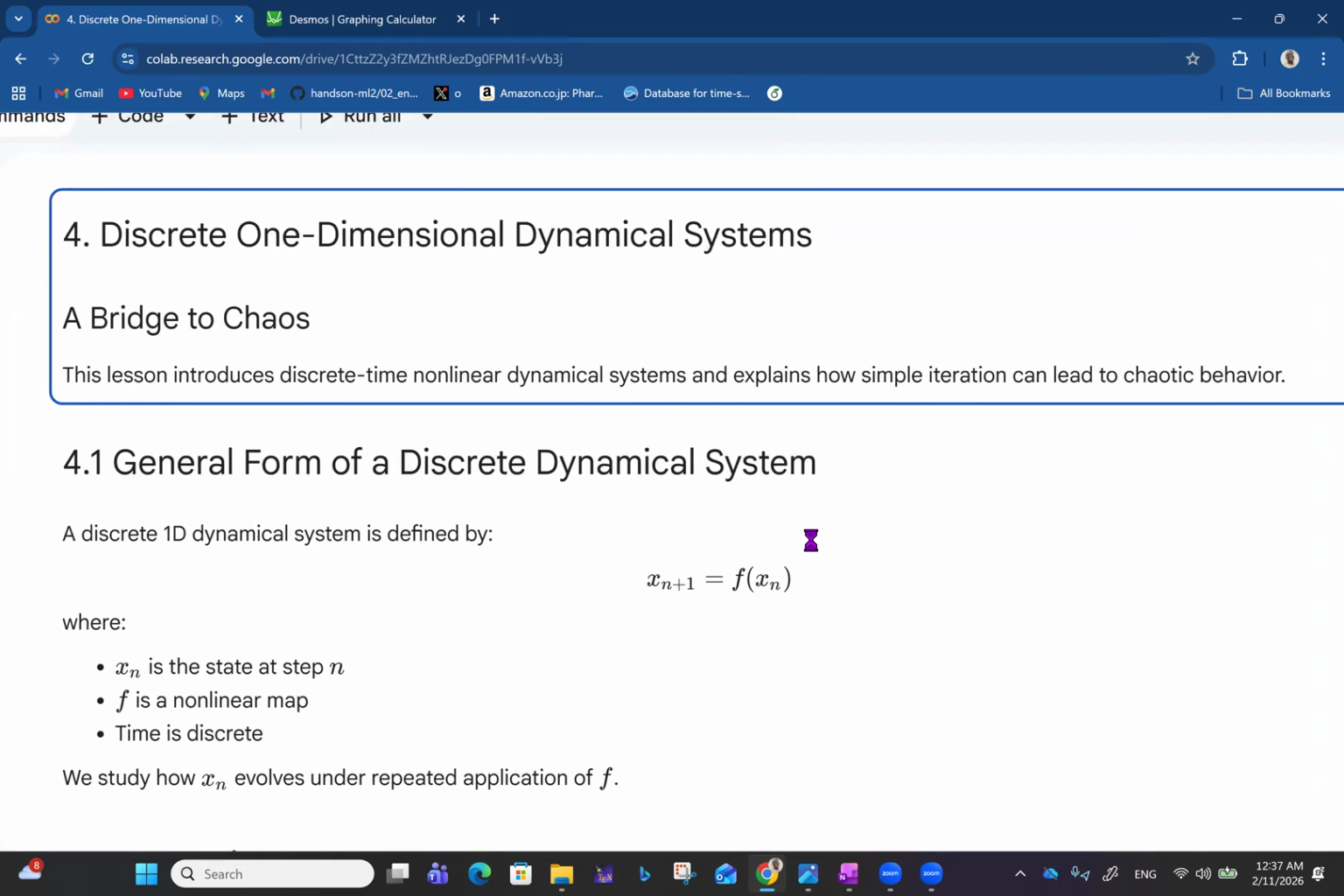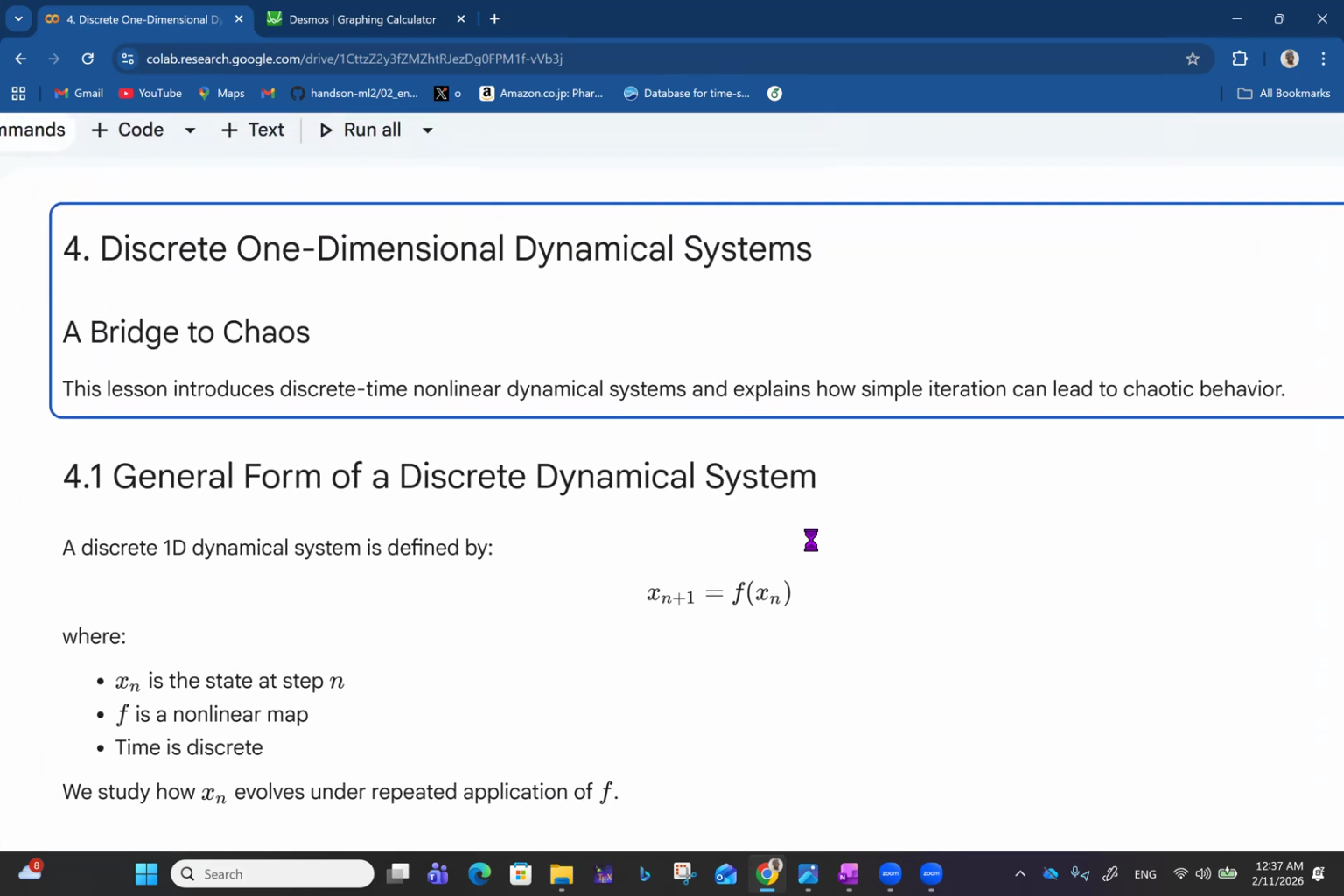It's a bridge to chaos, right? We saw that for a continuous one-dimensional dynamical system, there's nothing like chaos in that case. But for discrete, we begin to see some introduction to chaos. So this lesson introduces discrete time nonlinear dynamical systems and explains how simple iteration can lead to chaotic behavior.